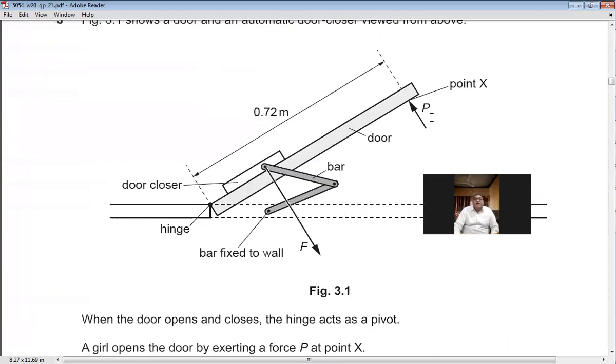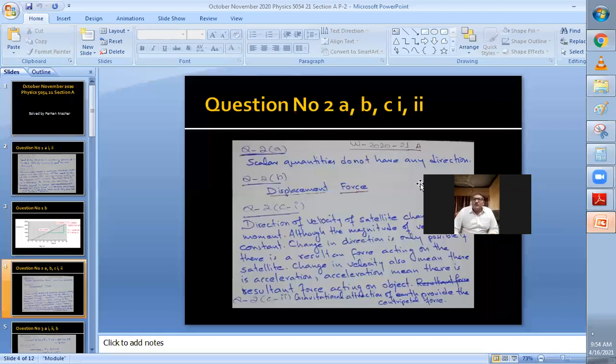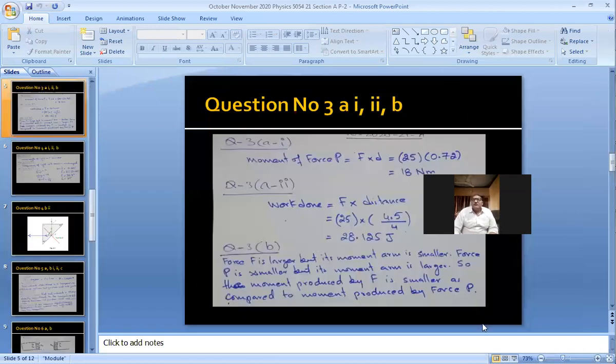So if I want to calculate the moment of this force about the hinge, this P force is given as 25 Newton, and its moment arm is 0.72 meters. The moment is the force multiplied by its moment arm, F multiplied by D. So I have done this on paper. Let me show you my work, and then we go on to the next.